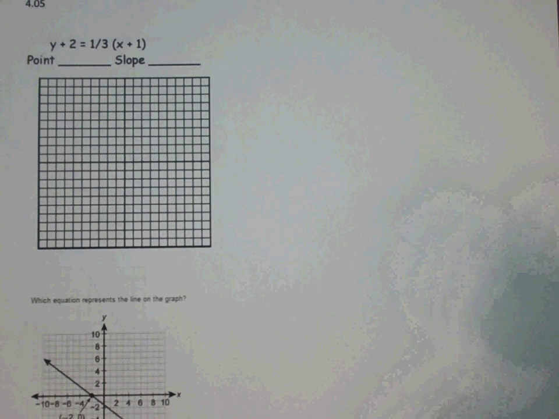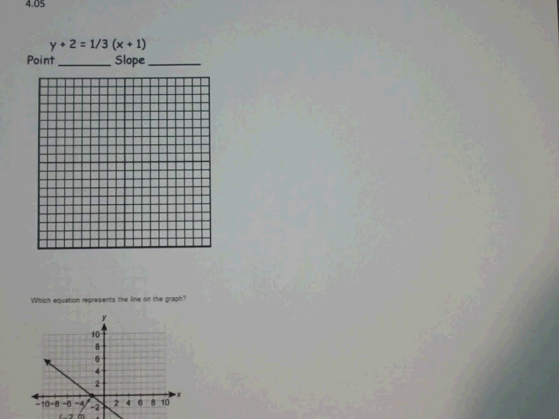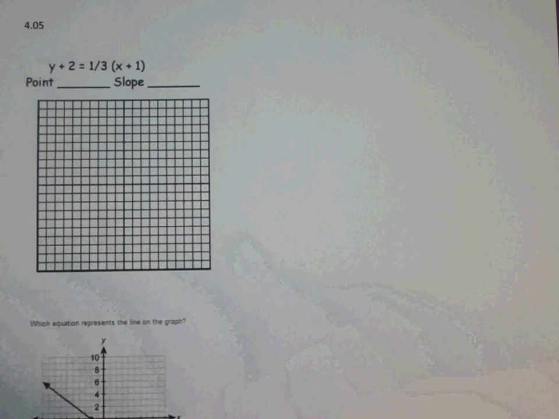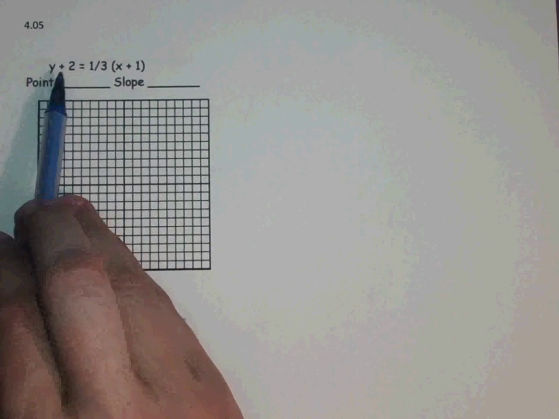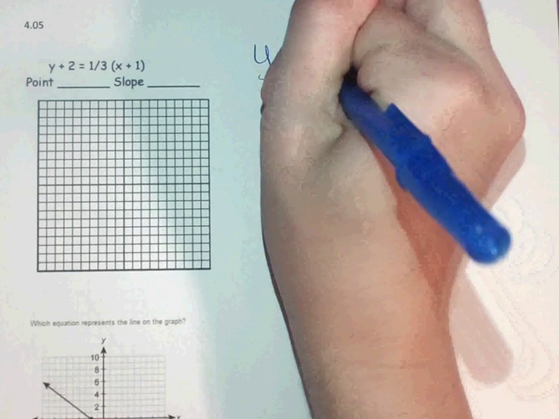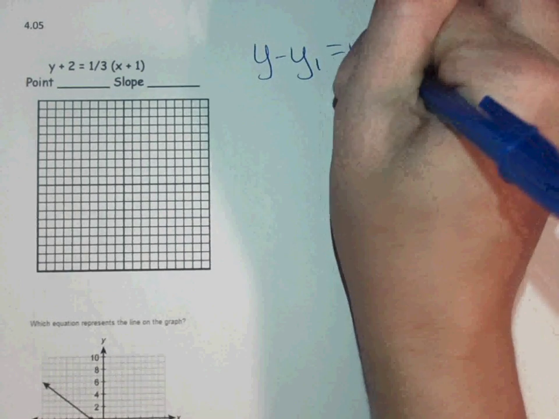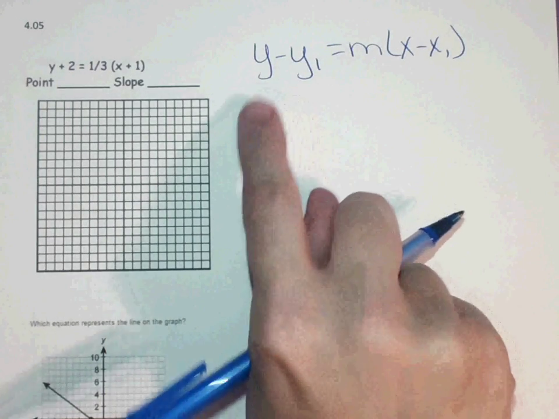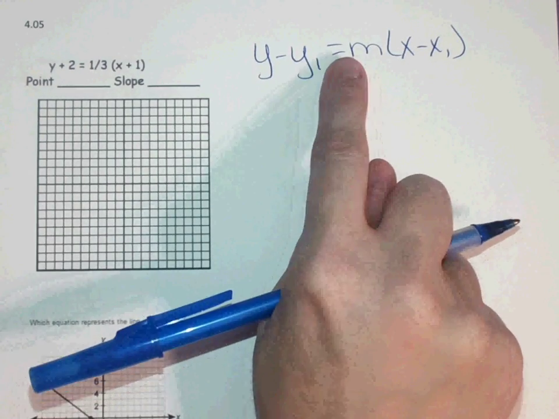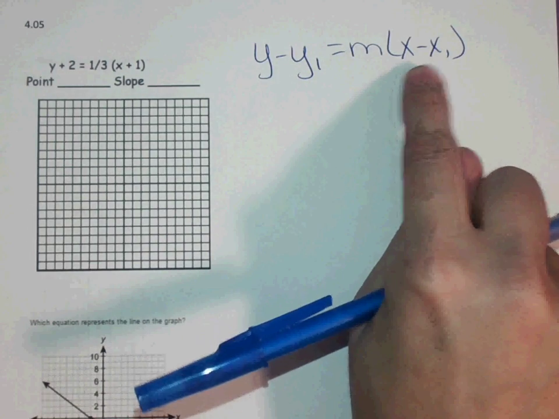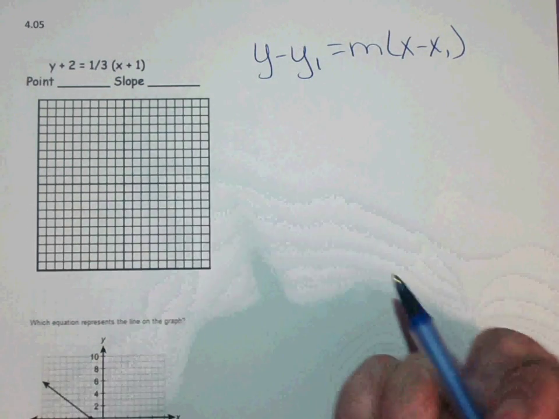Okay guys, let's look at 4.05, converting forms of lines. So the first thing that they ask, I've got an equation in point-slope form. Remember that point-slope form looks like this. Okay, y minus my first y value equals m, which is our slope, times x minus our first x value.